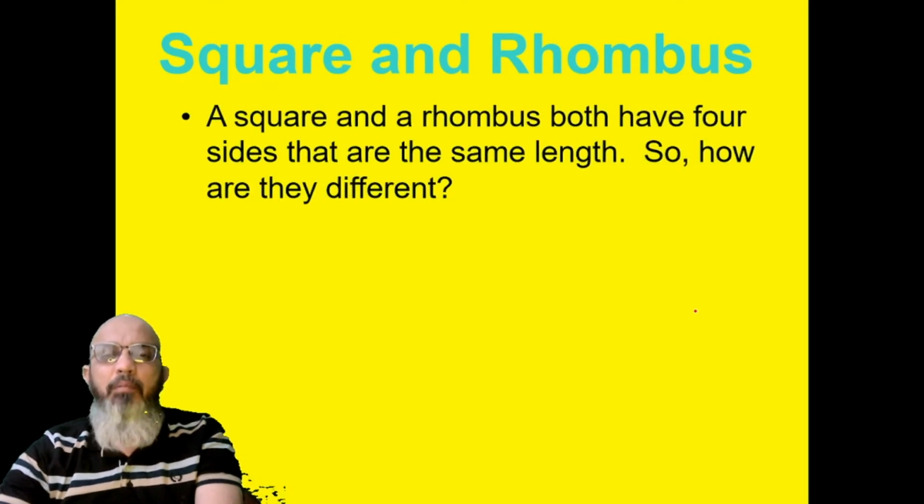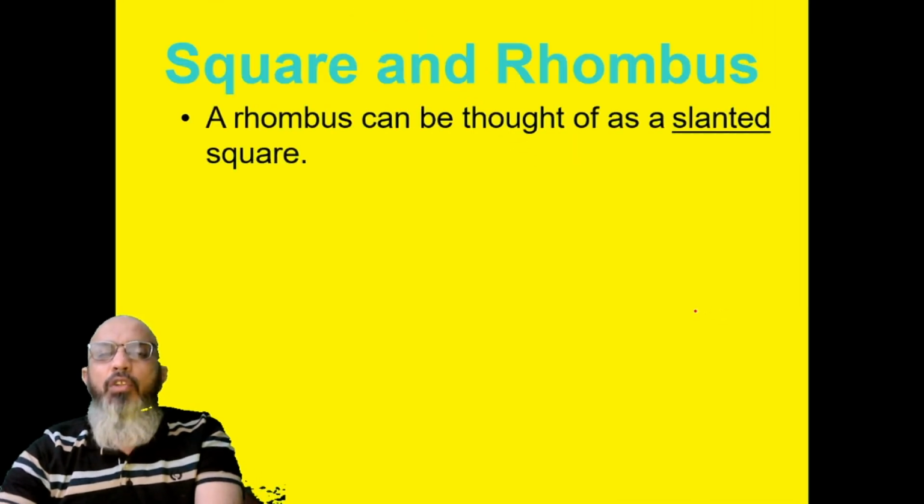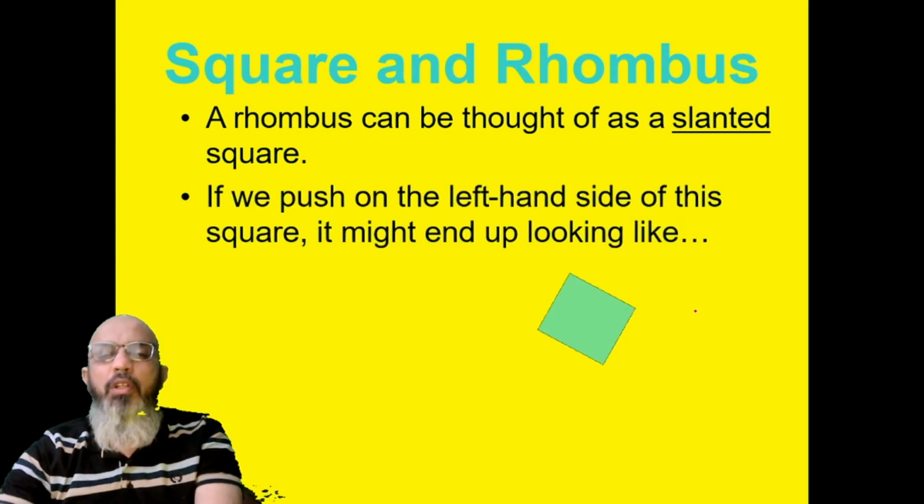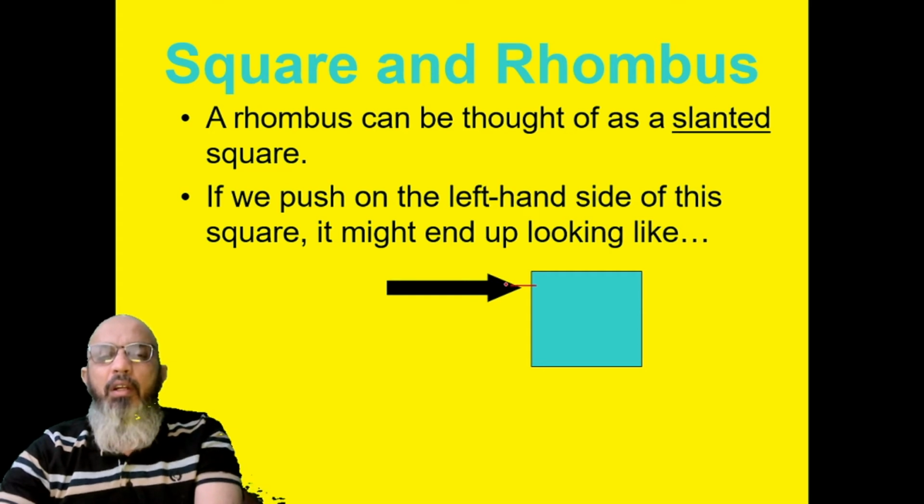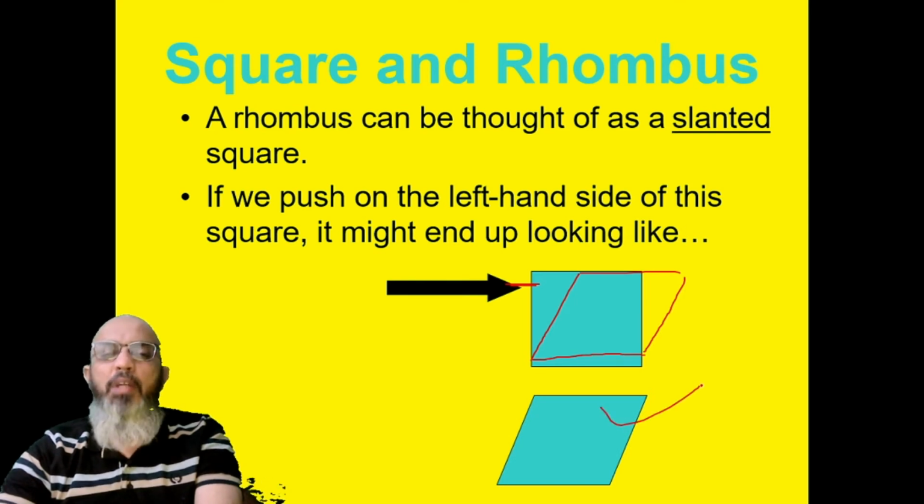So what is the difference between a square and a rhombus? Both have four sides of the same length. So how are they different? Now you can answer: a square has four right angles and a rhombus does not have right angles. How can we get the rhombus? A rhombus can be thought of as a slanted square. Look here, if we have a square and push it from here, it will come like this. What is this shape? That is a rhombus, right? It's almost the same, only the difference is the angles. A square has four right angles, but a rhombus doesn't. Clear? So now come to the next.